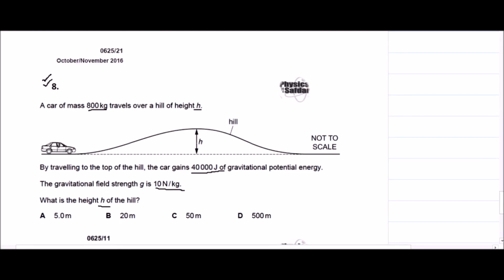Now look at the diagram. The car has mass 800 kilogram. In the beginning, the car is on the road, no vertical height, no gravitational potential energy. When the car reaches this height, it gains gravitational potential energy, and that is given as 40,000. And you need to calculate this height.